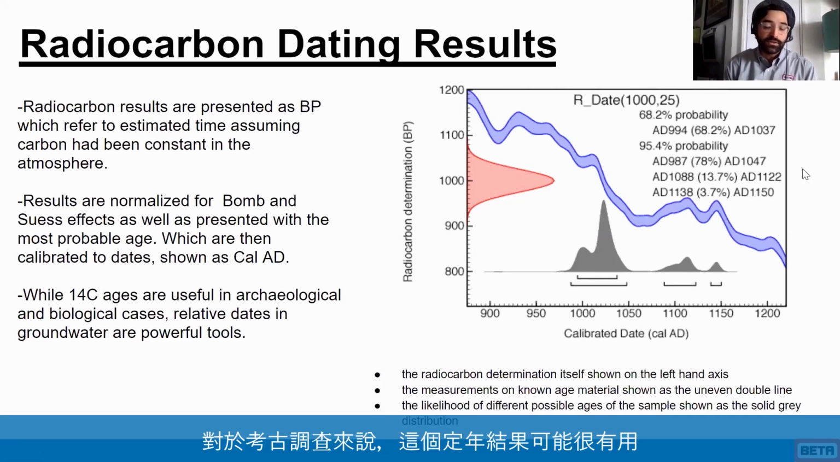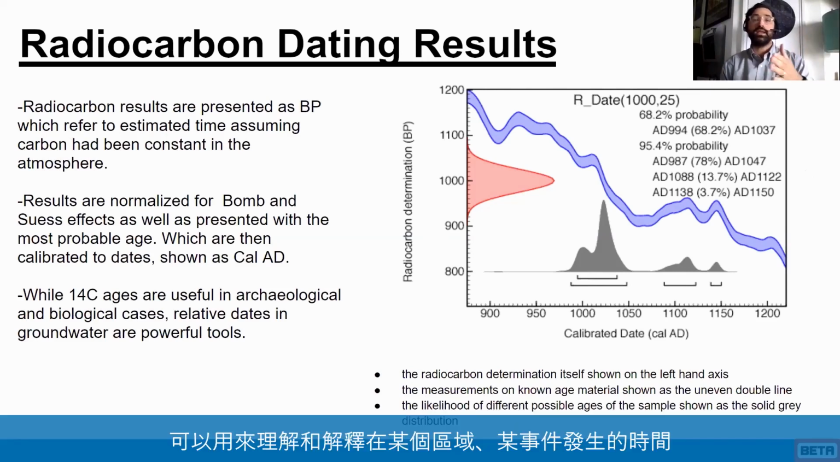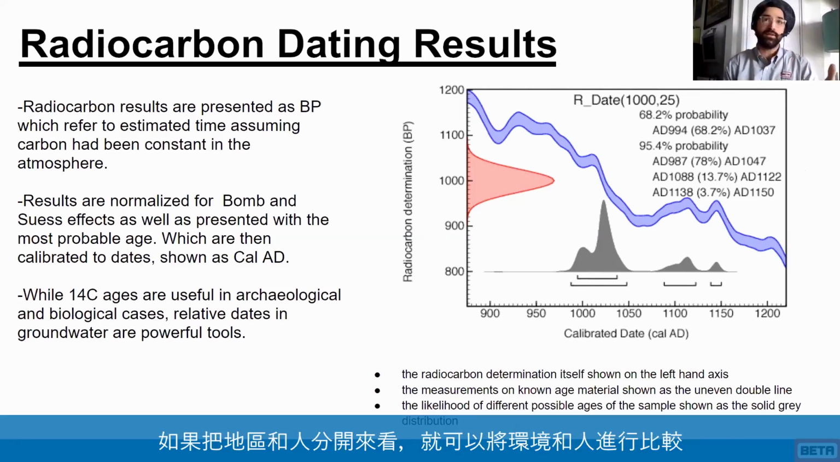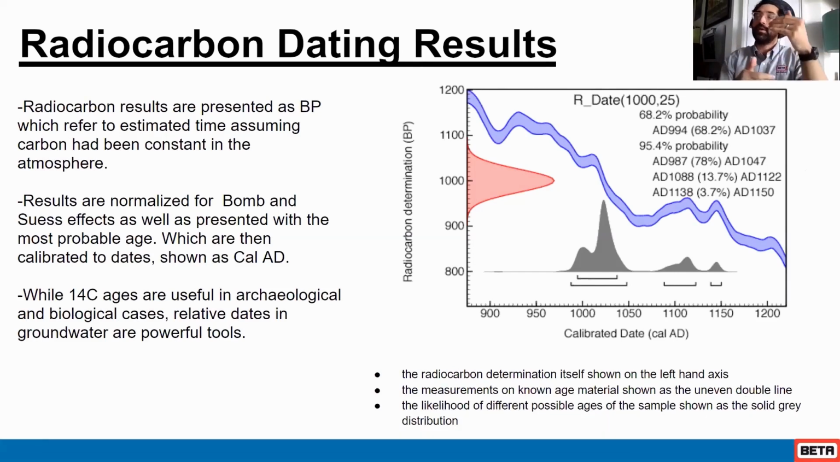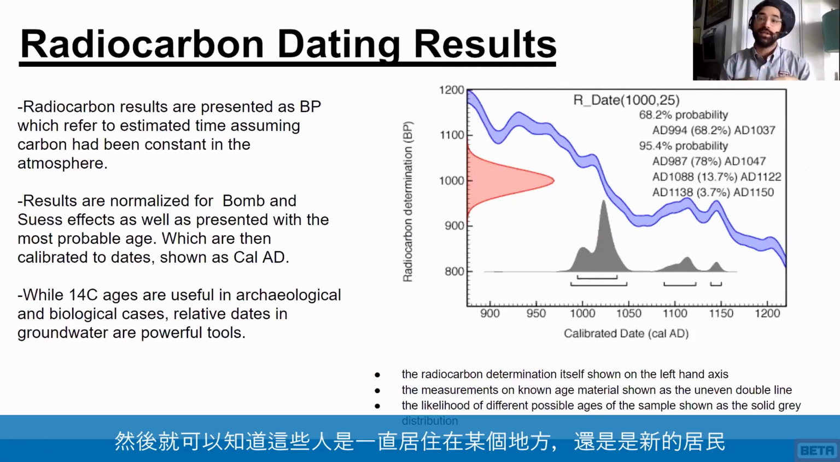For archaeological investigations, this date can be very useful in understanding and interpreting the area, the timing of an event. Sometimes they refer to the area and to the people as different things. So you can compare the environment to the people. Are these people who are inhabiting a place over and over, or is this a new inhabitants?